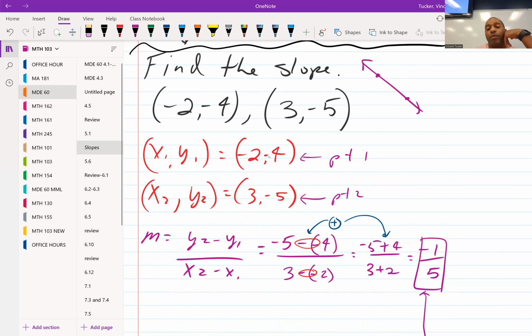And you would leave it in fractional form. Do not convert to a decimal. You are expected to reduce if possible, but you would leave it in fractional form. Don't forget, reducing just means that if you have 6 over 8, it can be reduced by 2, and that'll be 3 over 4. So that's what we're talking about when we reduce.